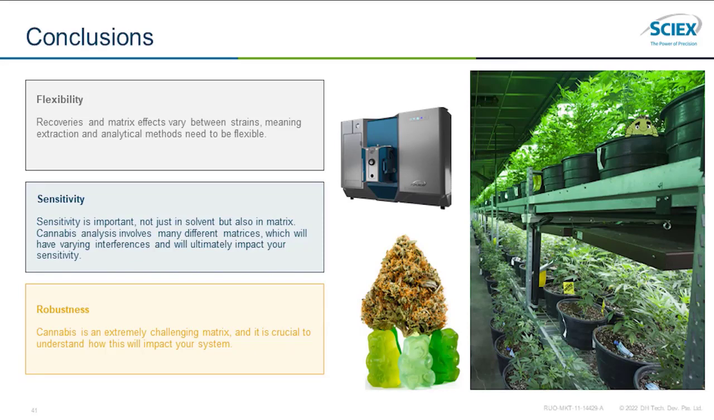And then finally, robustness. Because this matrix is just so nasty and so complicated, it contains so many different compounds and features, it's crucial to understand how this is going to impact your system, not just from an LC-MS standpoint, but from your pipettes to your GC. Everything in your lab essentially needs to be robust to be able to handle this type of matrix.